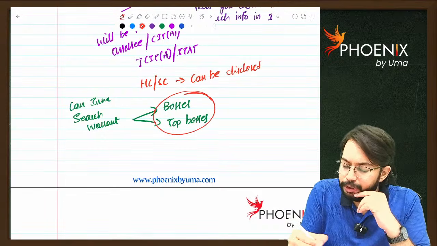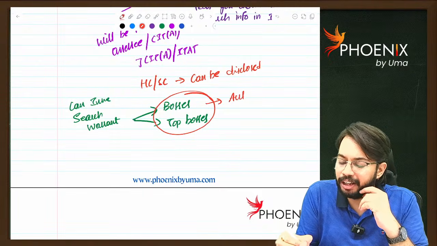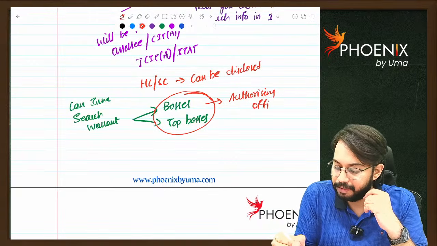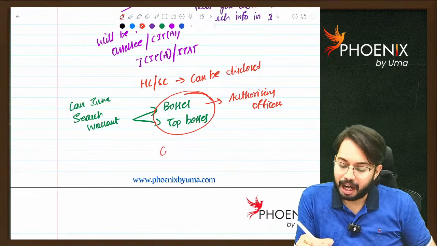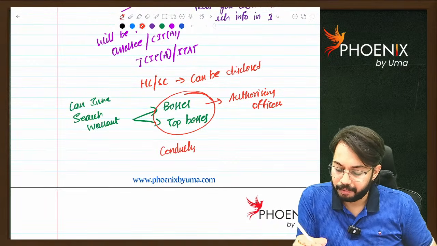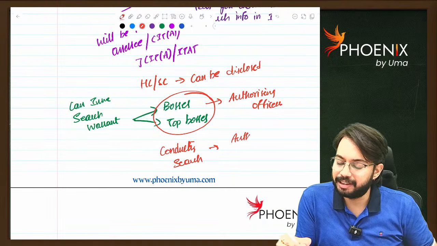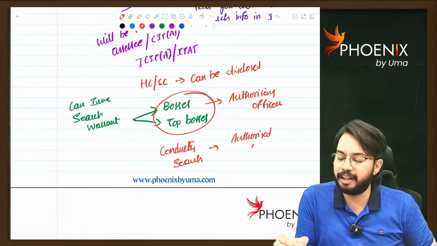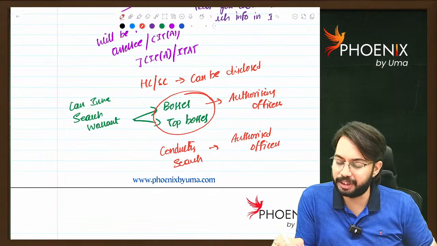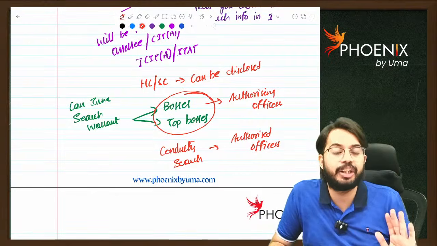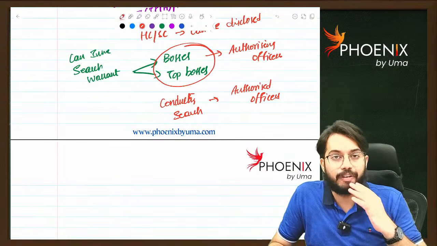Those who are issuing the search warrant are also called authorizing officers. Those who are conducting the search will be called authorized officers. Normally, search will be conducted by additional commissioner, joint commissioner, assistant commissioner, deputy commissioner. Those cadre people will actually conduct the search. They will be called authorized officers.